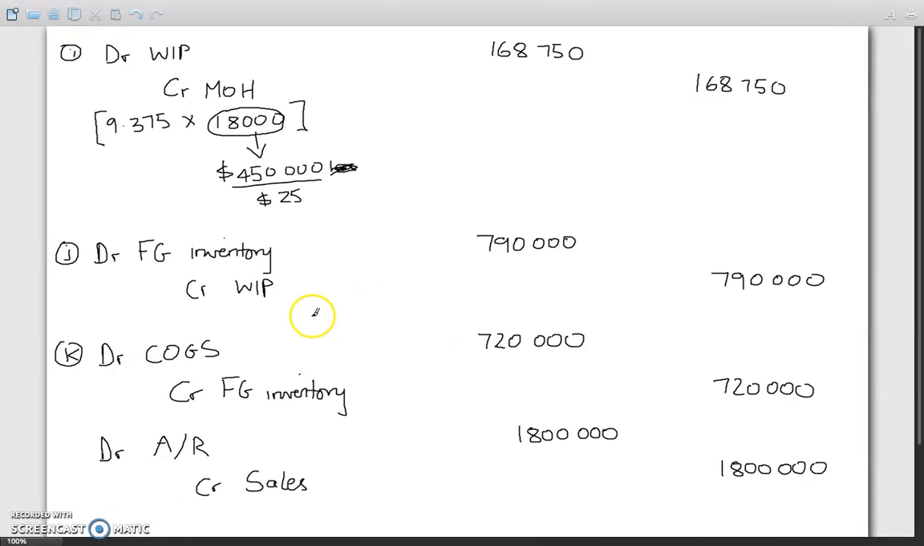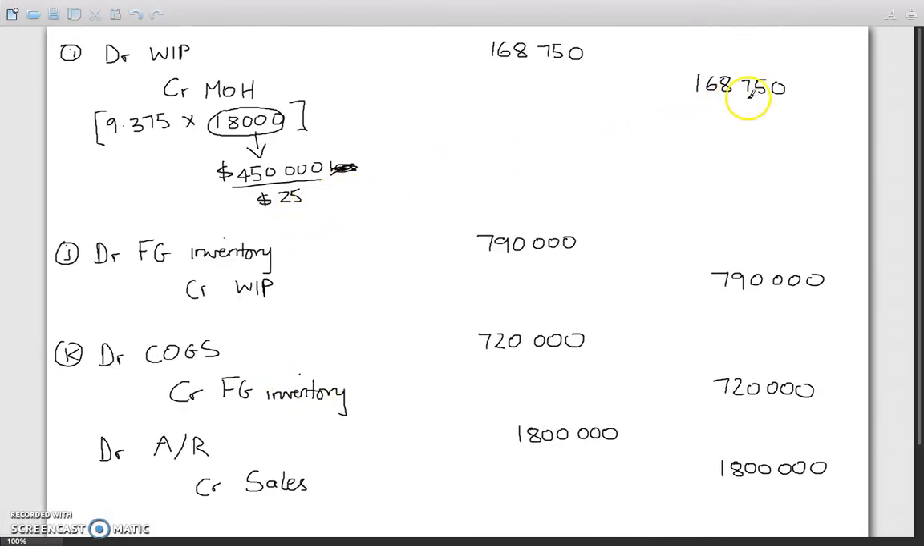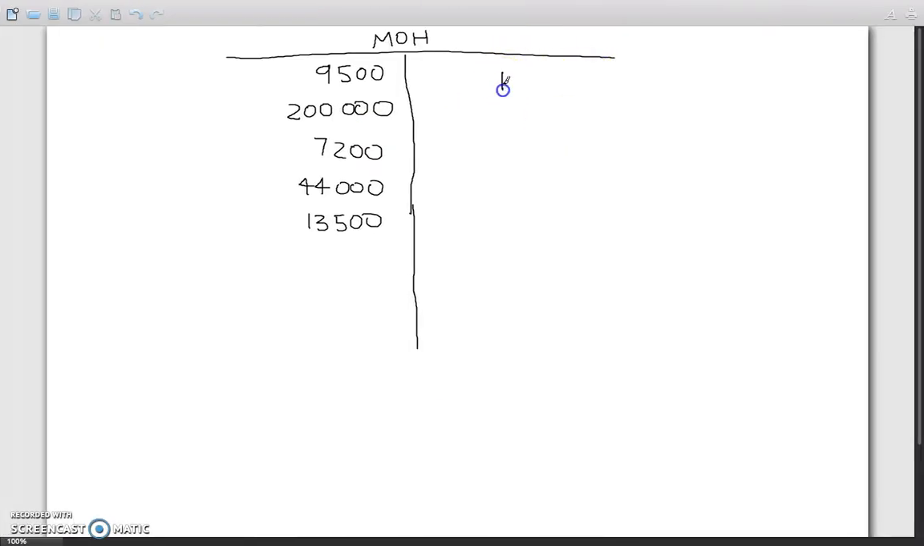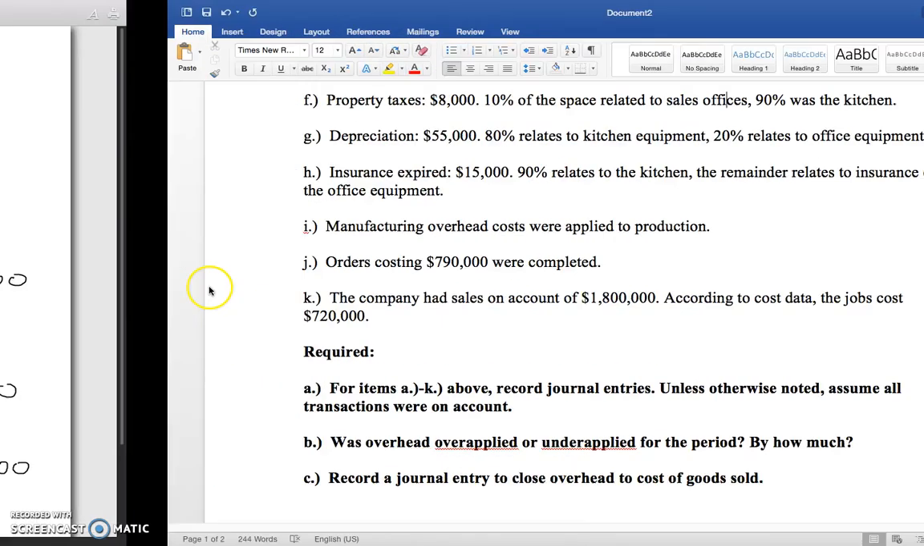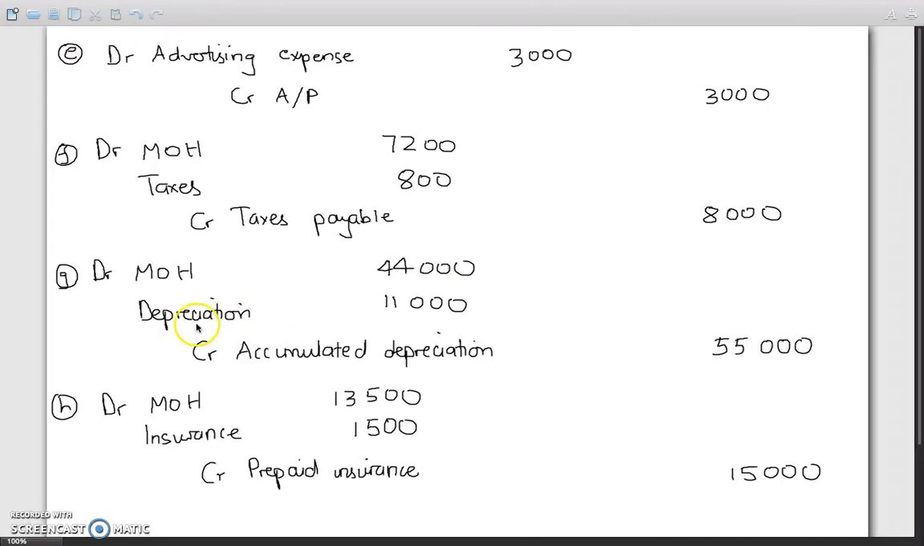Okay, and then moving on to the next one, it was credited by 168,750. This is where you applied your MOH, and that was your final figure, right? Okay, so let me explain thoroughly what all of this means. All of these figures are your actuals. This is what happened during the year. Remember, when we were doing the entries, this was happening during the year, and we were recording the entries as they happened.